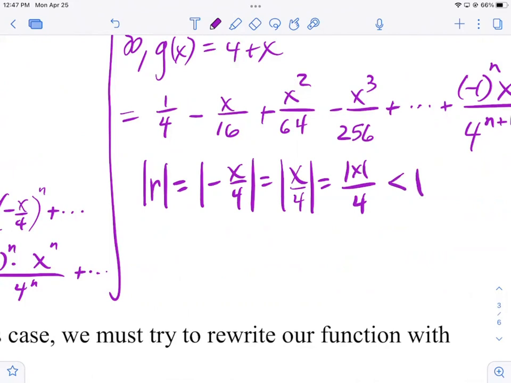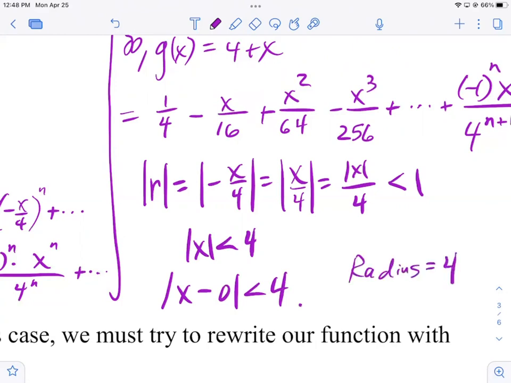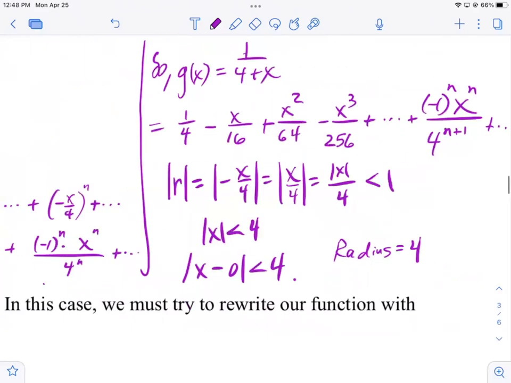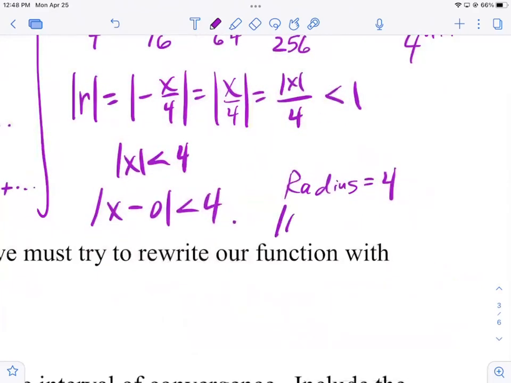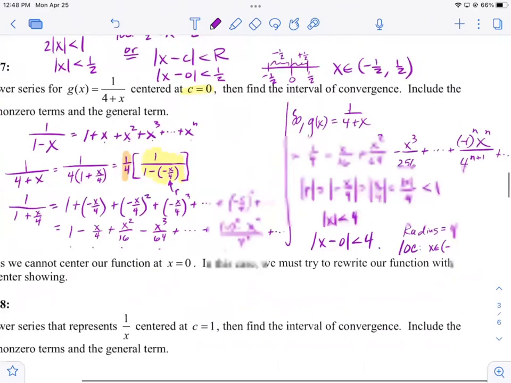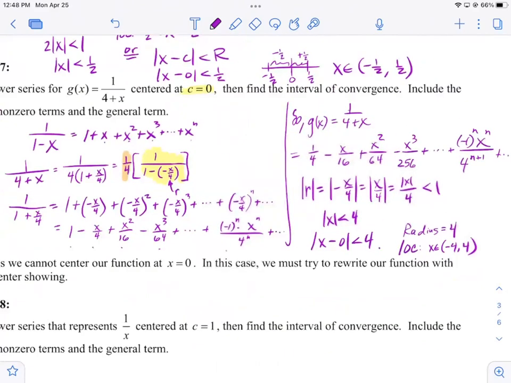And now how do I solve for the absolute value of x? Multiply both sides by 4. And so I get the absolute value of x is less than 4. So remember, that's the same as x minus 0 is less than 4. So what's the radius of convergence? 4. Yeah, the radius of convergence is 4. On the previous one, it was a half. Here, the radius of convergence is 4. And what's the interval of convergence? Good. Just negative 4 to 4, no endpoints included. Not going to happen. It's geometric series. Time saver.